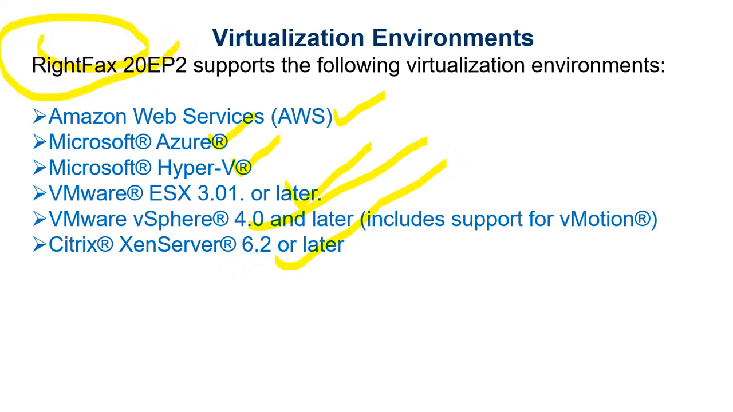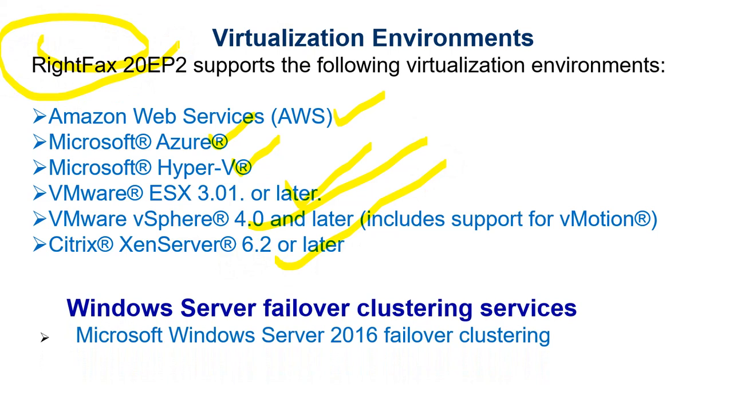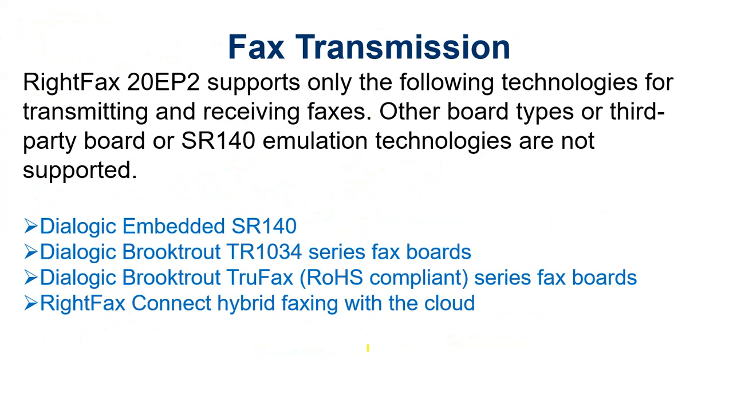Apart from this, next one, it requires clustering also. So Windows Server failover clustering services; for this we can use Windows Server 2016. So these are the requirements to make a successful infrastructure or configuration of RightFax. For clustering, we can use Windows Server 2016.